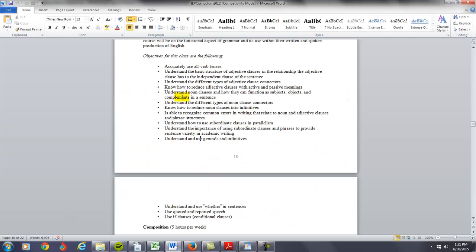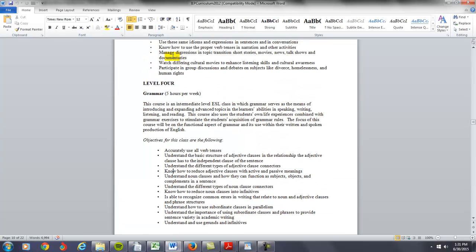here, it says here in the curriculum for level 4, see level 4 curriculum here, it's saying is able to recognize common errors in writing that relate to noun and adjective clauses and phrase structures. So I think it's important to give students a chance to do some kind of freestyle writing, and I've expanded a little bit. It's not just recognizing errors that relate to noun and adjective clauses, but recognizing errors in writing generally. Right?